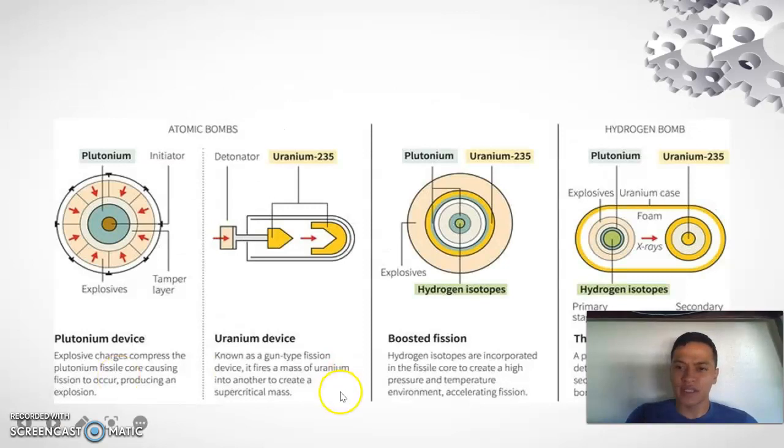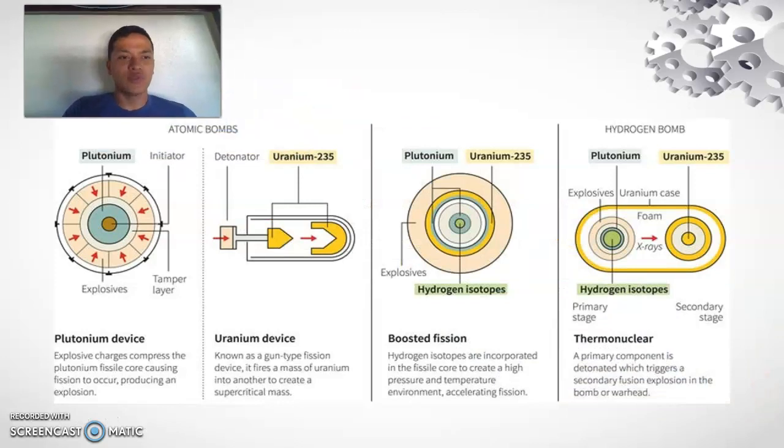As we can see, the hydrogen bomb off to the right. The primary stage, as we can see, triggers a secondary fusion explosion in the bomb or warhead. And now if we look at the atomic bomb, it is a gun-type fission device. It fires a mass of uranium into another to create a supercritical mass.